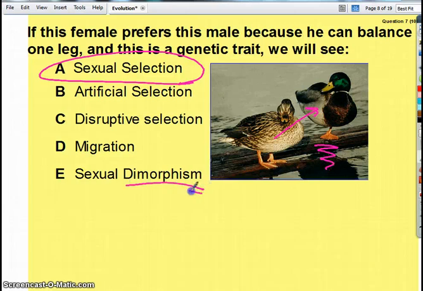Be careful with sexual dimorphism. That just means when the males and females are different colors. For example, these ducks actually exhibit sexual dimorphism. The males are colorful, the females are ugly. But that's on purpose, so they can guard their eggs and be camouflaged.